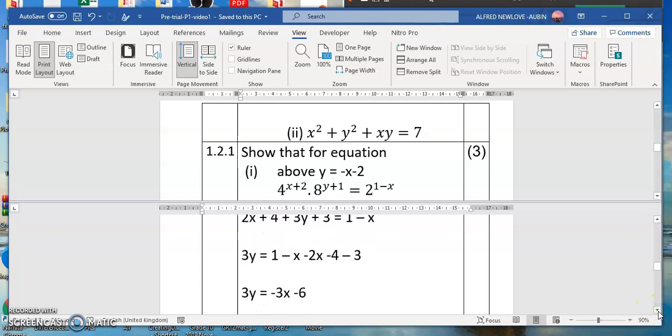Okay, then the next one, we are going to have minus 3x, 1.